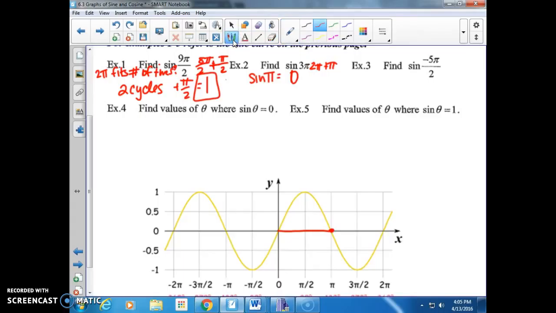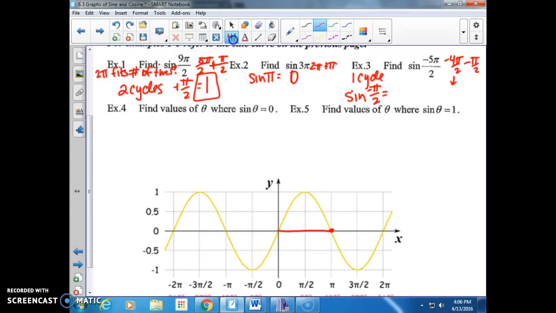Okay, and the same thing for the sine of negative 5 pi over 2. If I think about this, yes, it's negative, but the way I kind of think about this is negative 4 pi over 2 minus a pi over 2. If I subtracted those, I would end up with negative 5 pi over 2. So 2 pi, so it's only 1 cycle. So 1 cycle. And so I'd be taking the sine of negative pi over 2.